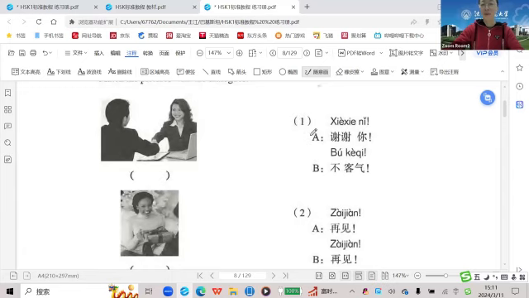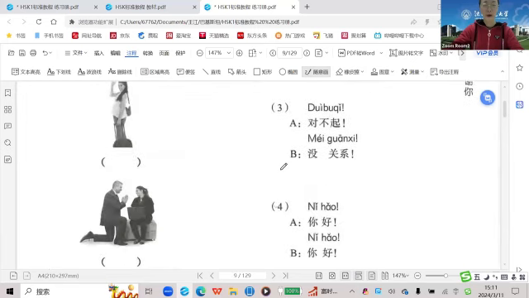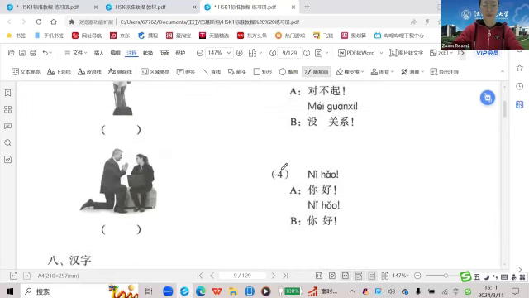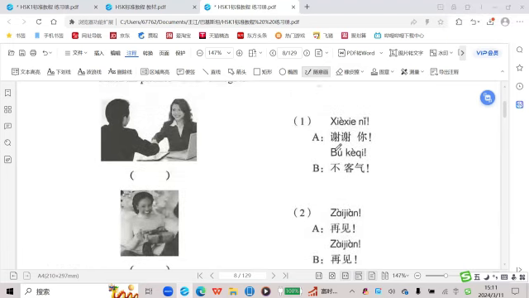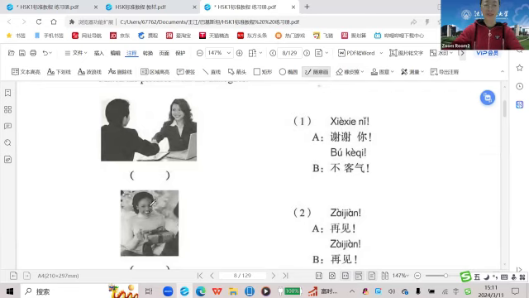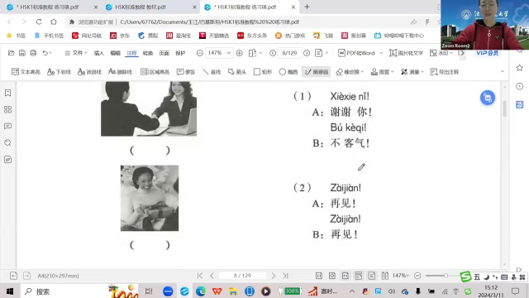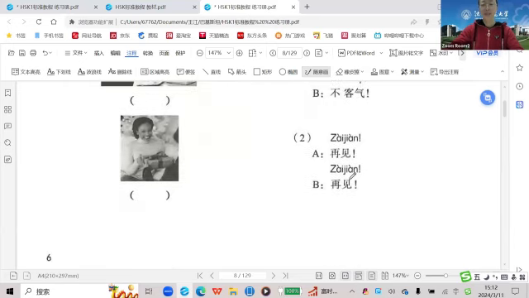Okay, so dialogue 1, 谢谢你，不客气. Which picture matches dialogue 1? Second picture, yes. Okay, the woman received a present. She looked so happy, right? So she said to the people, 谢谢你. And when somebody said 谢谢你 to you, you should answer the people back with 不客气. You are welcome. It's okay. Okay. 再见，再见.